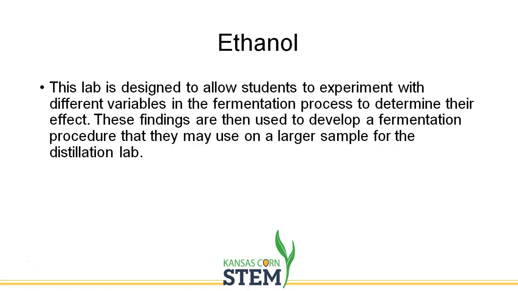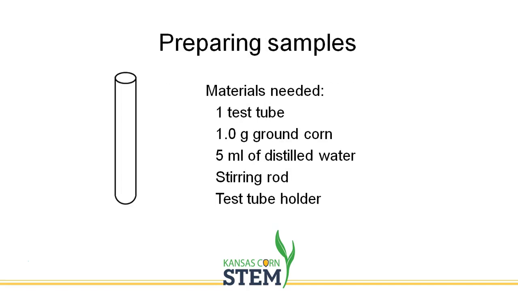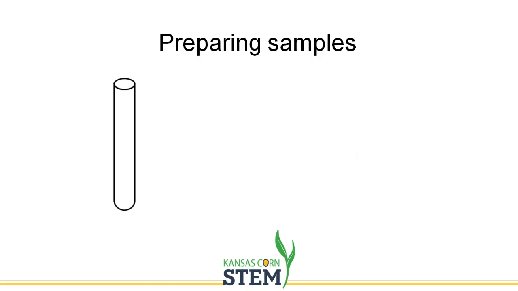This lab was designed to allow students to test many different variables in an effort to produce a faster, more efficient procedure for fermentation. Varieties and amounts of yeast can be tested, different combinations of enzymes, changes in pH, temperature, or even the time of heating and preparing the sample. Each lab group will need 5 samples, and each sample will need 1 test tube, 1 gram of ground corn, roughly 5 milliliters of distilled water, a stirring rod, and a test tube holder.